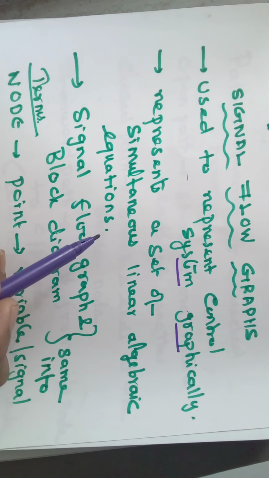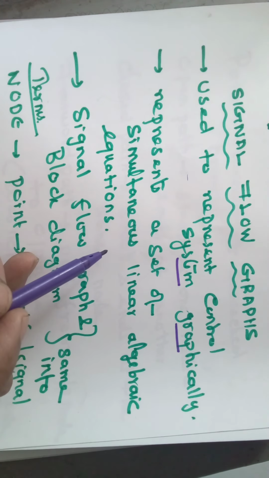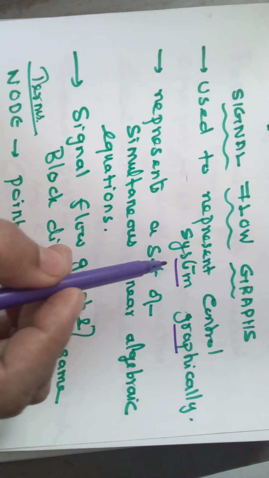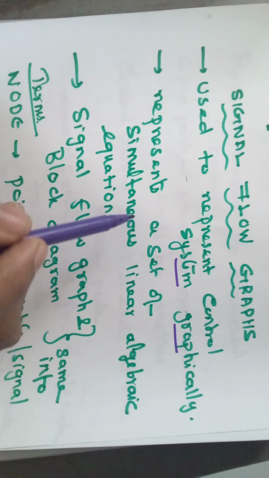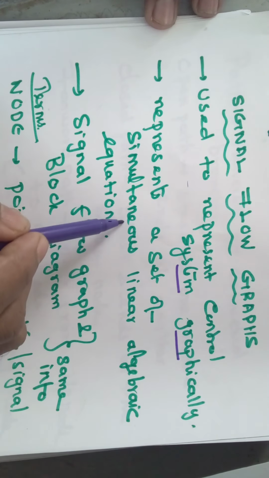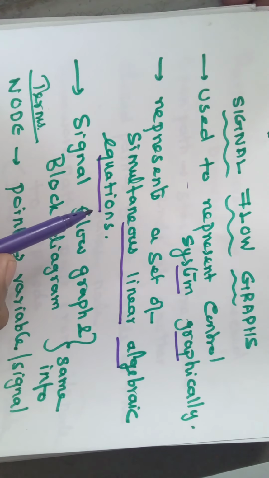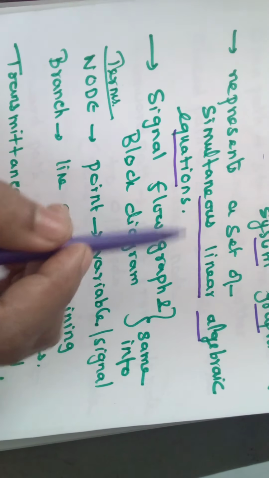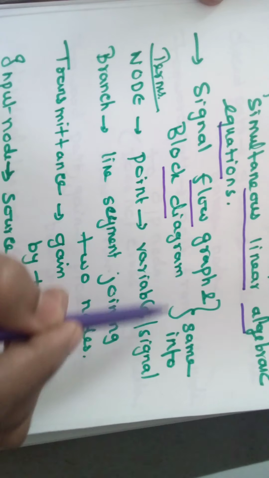In block diagram representation also, it is used to represent any control system diagrammatically, or in a diagrammatical form. Here the signal flow graph is also used to represent a control system graphically. This signal flow diagram represents a set of simultaneous linear algebraic equations. We can represent the linear algebraic equations in the form of a signal flow graph. The signal flow graph and the block diagram representation both give the same information.